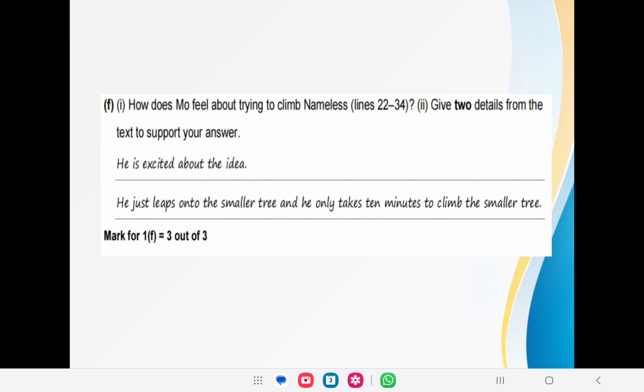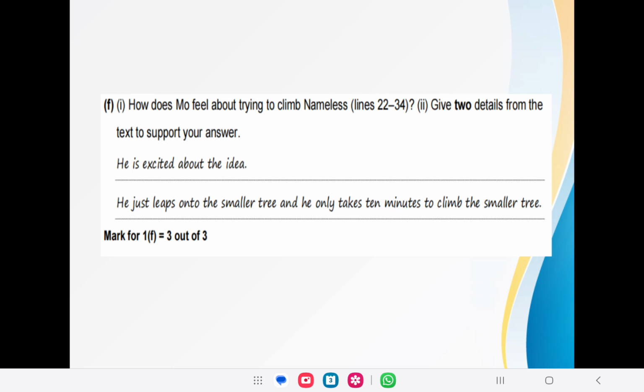Look at another one. How does Mo feel about trying to climb Nameless? Give two details from the text to support your answer. Now this is a specimen answer. It is already written there. He is excited about the idea. And if you see the details, he just leaps onto the smaller tree and he only takes... Here he has written the two details in the form of one sentence, and then he has joined them with "and".